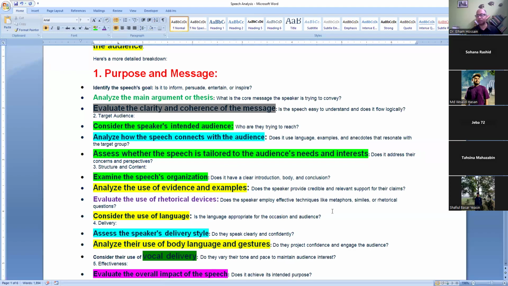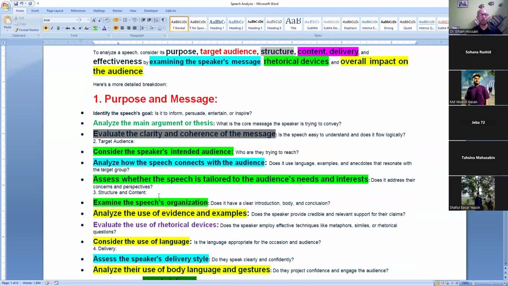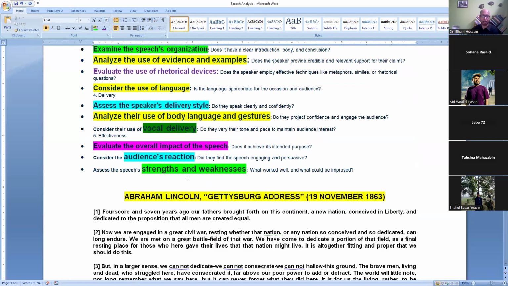Sir, can you provide us a detailed overview of strength and weaknesses? I didn't get the point. Yes, detailed overview. Which point? Sir, strength and weakness. Okay.